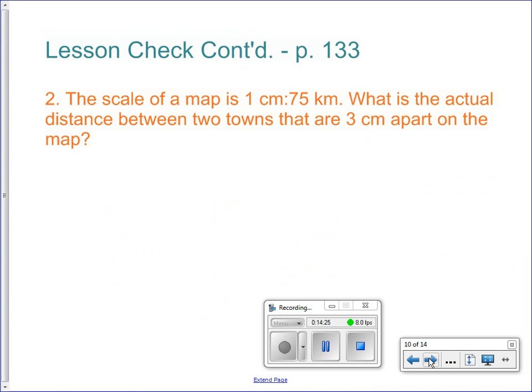Number 2, the scale of a map is 1 centimeter is the same as 75 kilometers. What is the actual distance between two towns that are 3 centimeters apart on the map? All right, let's set up our scale as one proportion, or one ratio, 1 centimeter to 75 kilometers. On the other side, since we have centimeters in the numerator, we're going to put our 3 centimeters in the numerator. And we want to know how far apart they are. I'm going to use K since we're dealing with kilometers.